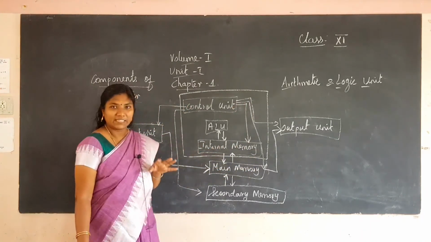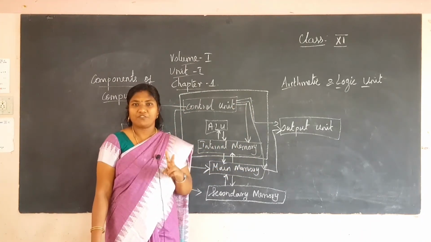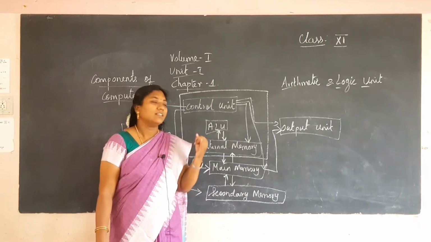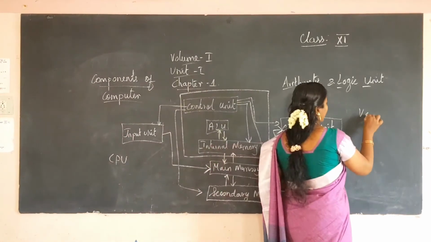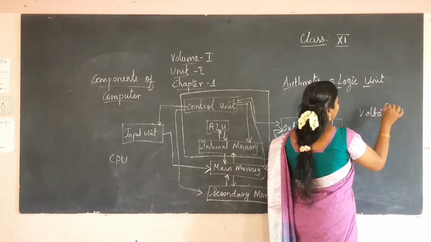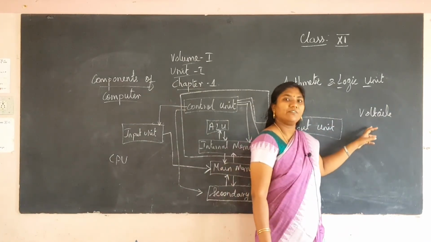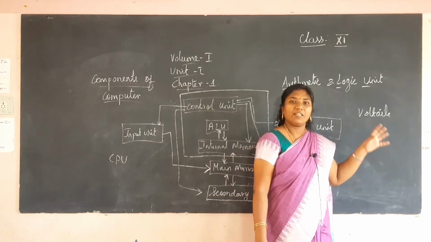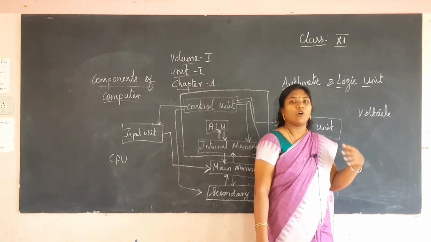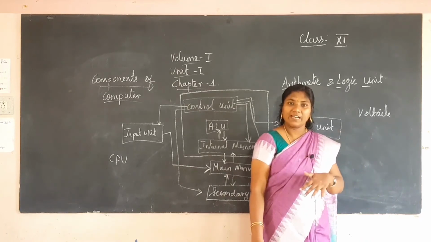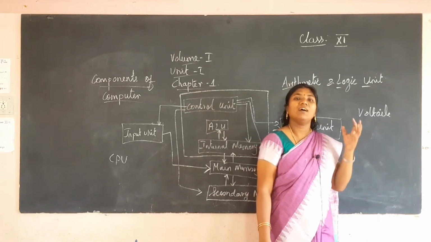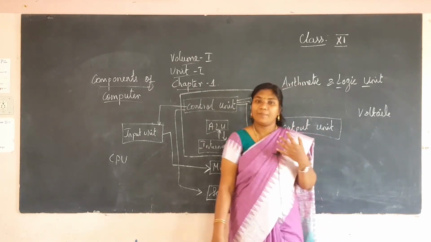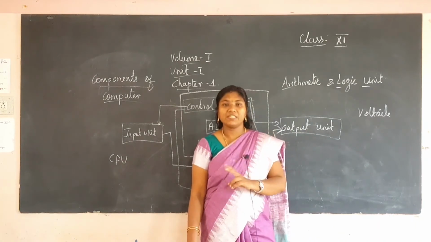And next one, internal memory. There are two types of memory, main memory and secondary memory. Main memory is volatile. What do you mean by volatile? The data which has been stored here will be removed when we switch off the system. The values will be in the main memory, but when we switch off the system, they will not be available there. But in the secondary memory, though you switch off the computer, the values will be available. That is volatile and non-volatile. Main memory is volatile and secondary memory is not volatile.